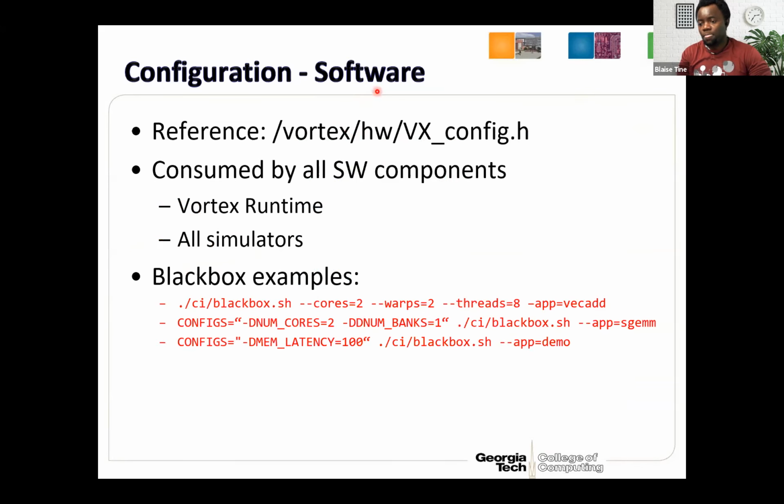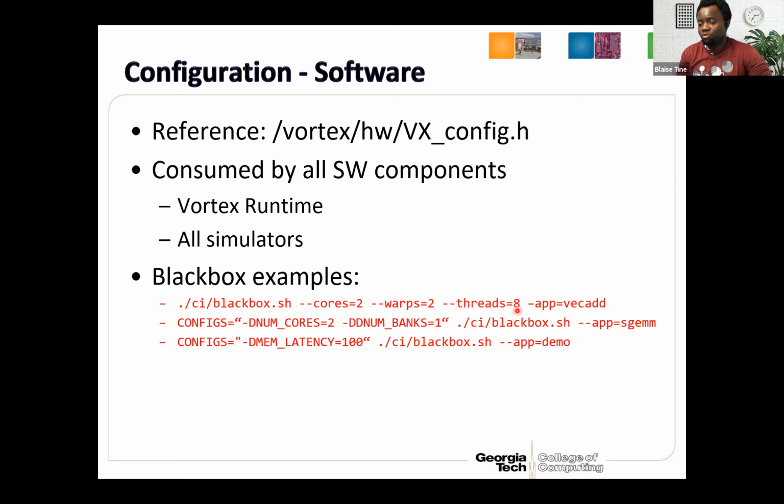The software. So once you run the make that I described earlier, this file will be generated. And once this file is generated, the Vortex runtime and all the simulators can leverage the information included in this file. Here I show an example of the Vortex black box, of how you can configure the execution of an application, vector add, where you can set the number of cores to 2, the number of warps or wavefronts to 2, and the number of threads to 8.